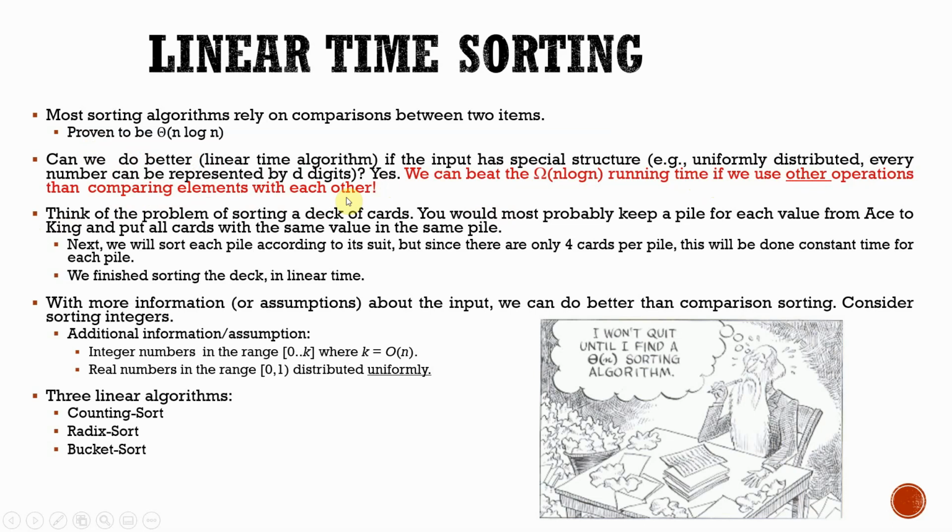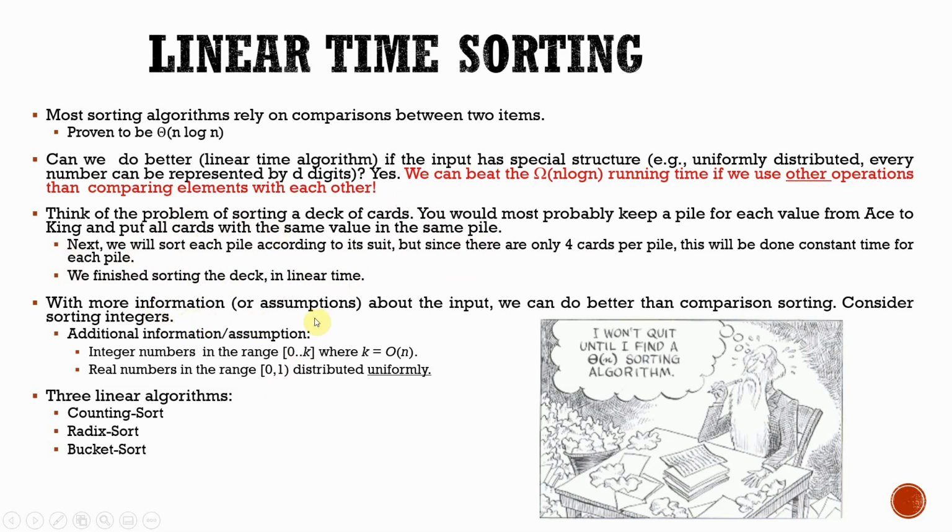with each other. You can think of the process that you follow when you want to sort a deck of cards. One process would be keeping a pile for each value from ace to king, putting all the cards with the same value in the same pile, and then sorting them based on their suit. Since there are only 4 cards per pile, this will be done in constant time. So you can finish this in linear time, because we only have 4 suits in a deck of cards, so each pile would only have 4 cards. We could finish this in linear time if we have the whole deck of cards and want to sort it.